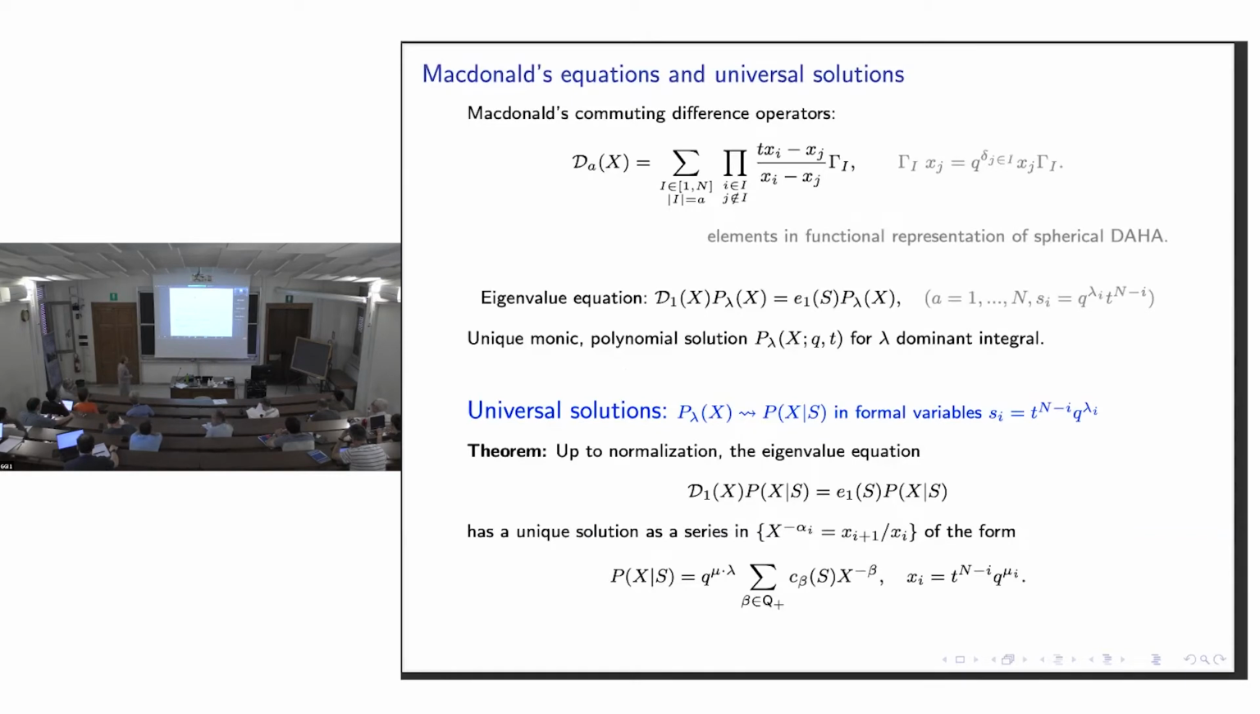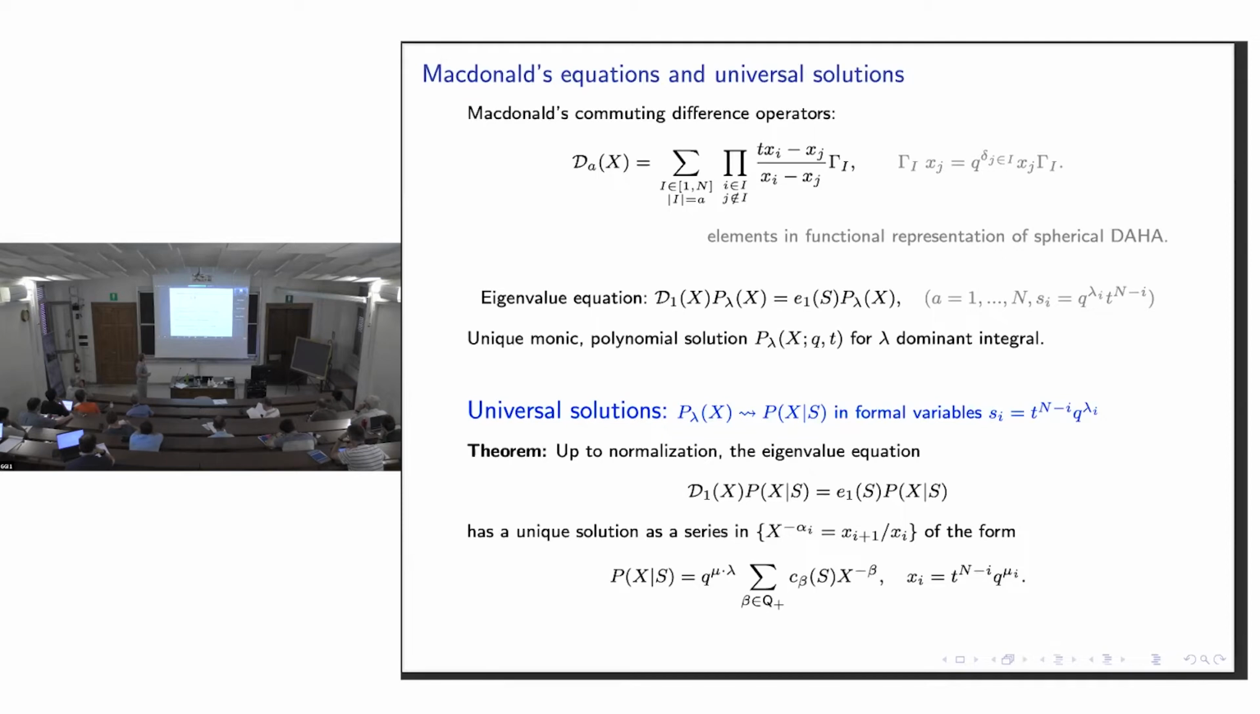In type A, Macdonald wrote down commuting difference operators, D_A, A goes from 1 to n. So you have a rational function in the variable x. Here, capital X means the variables x1 through xn. It's my shorthand, so whenever you see these capital letters, they have to do with a multivariable. And gamma_I is the Q difference operator. So gamma_I x_j gets a Q if j is in the subset I, where I is a subset of 1 through n.